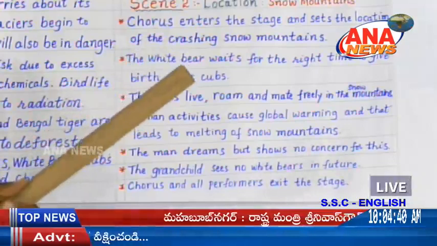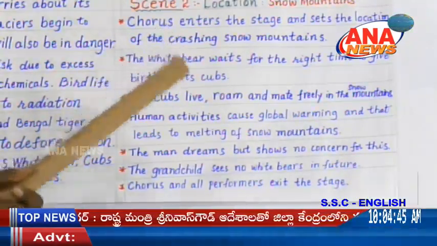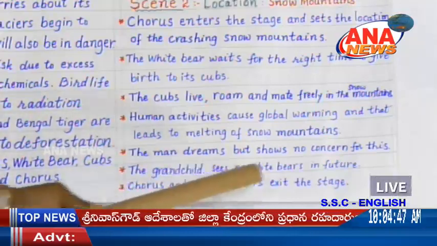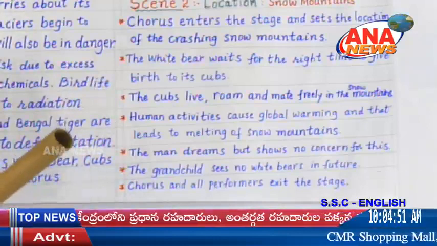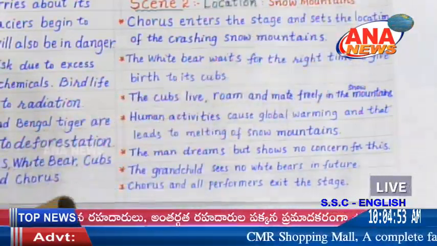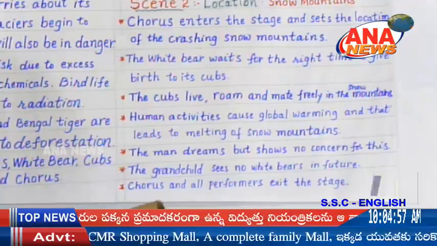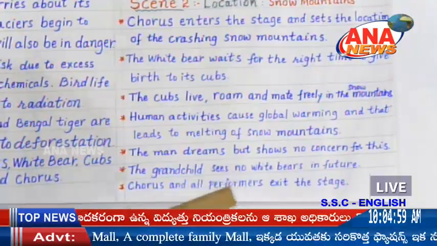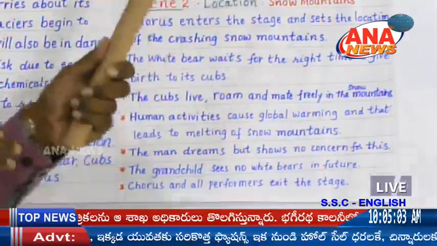So the poet wants to wake up the man. The grandchild says no white bears in future. So in future, grandchildren will not be able to see any white bears. They have to see those animals or birds only in pictures. Chorus and all performers exit the stage.